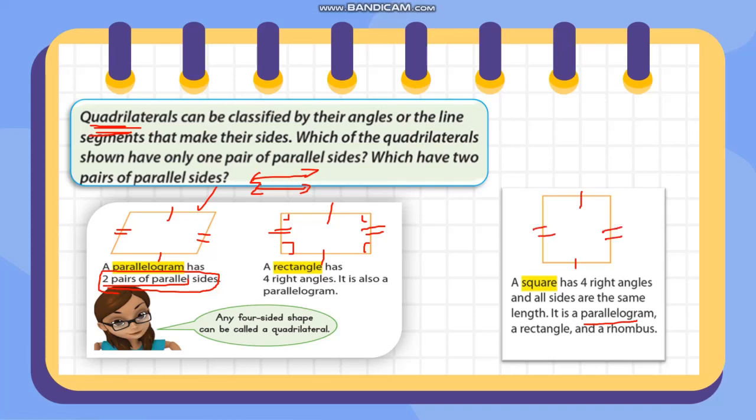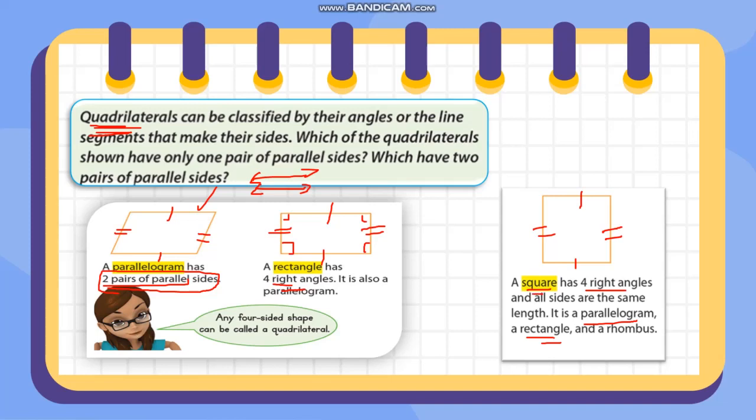Now, why is a square a rectangle? Because a square has four right angles, and a rectangle has four right angles. Square is a parallelogram and rectangle is a parallelogram. Square is a quadrilateral and rectangle is a quadrilateral. The only difference is the measurement of the length. That's why a square is considered a special rectangle.